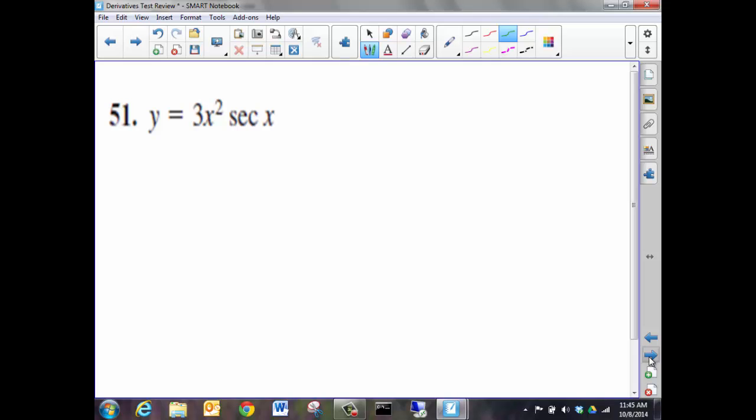Product rule. You can call this chain rule back here. It's really just the power rule, but either one. But product rule is a big thing you got to be sure you see here. Got to be sure you see the product rule there. Okay.